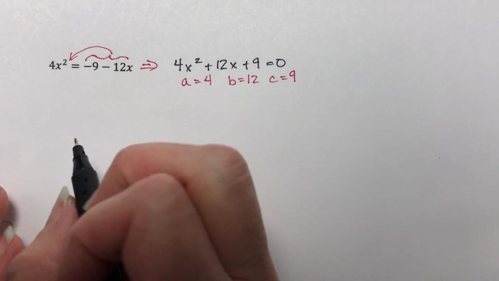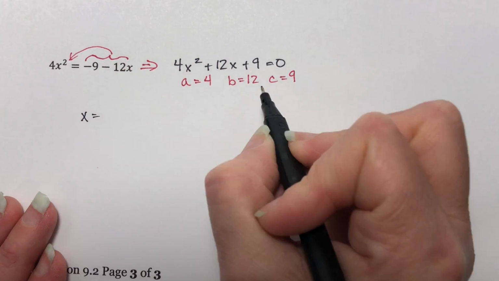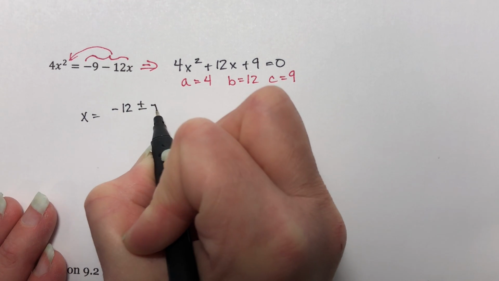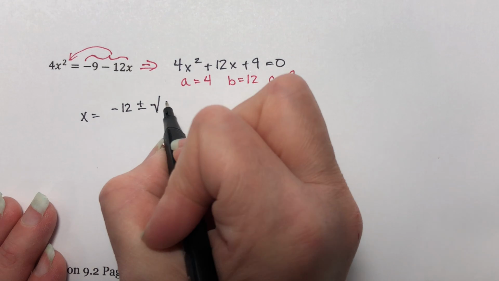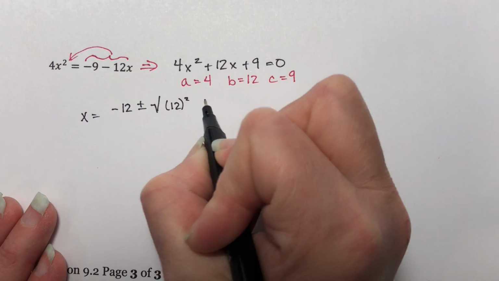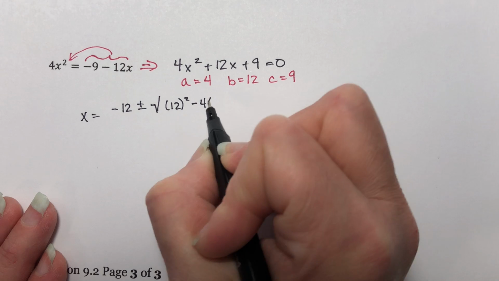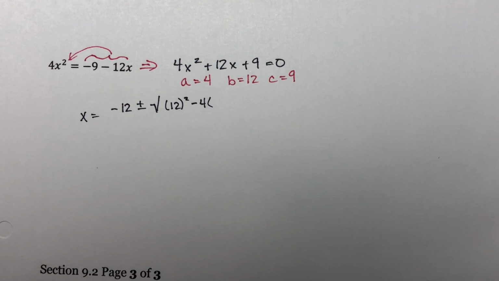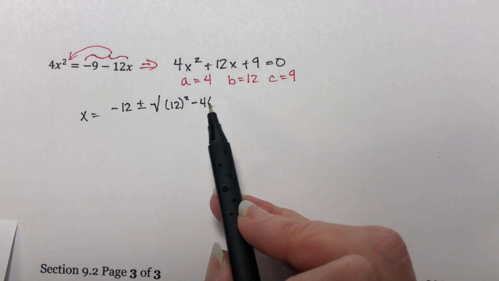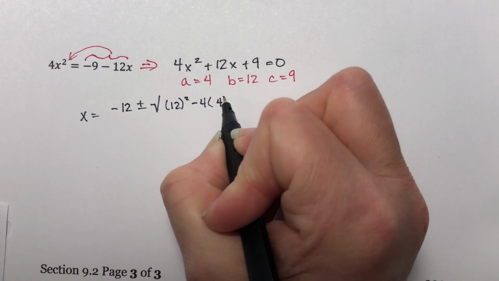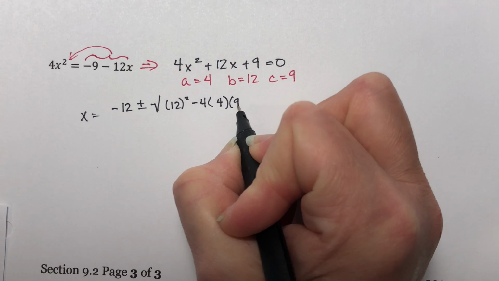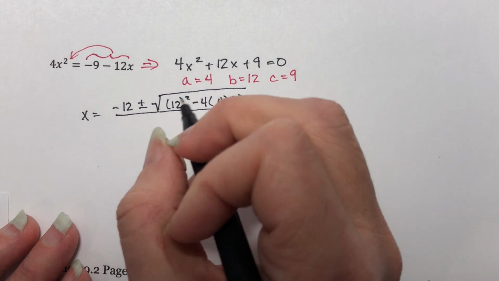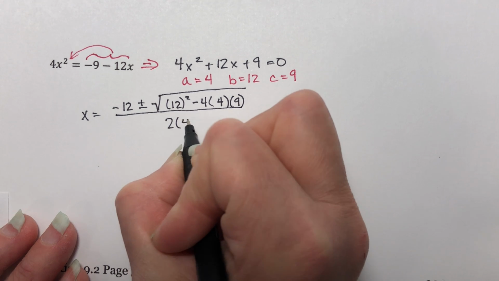Okay, so plug into your formula. x is equal to negative b, so negative 12, plus or minus the square root of b squared, minus 4 times this 4, which is part of our equation. It's part of the quadratic formula. It's right here. Times a, which is also 4, times c, which is 9. Okay, and this is all over 2 times a, which is 4.